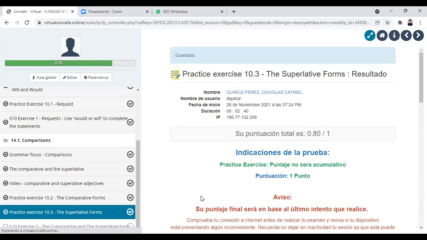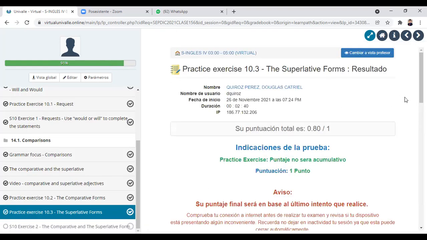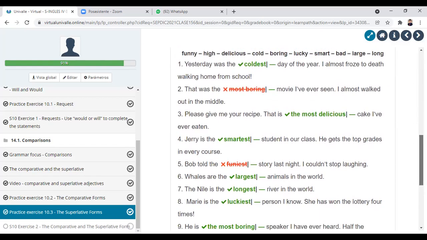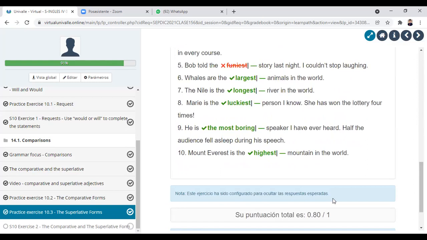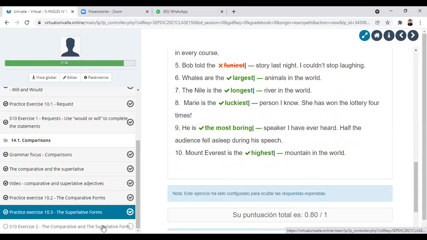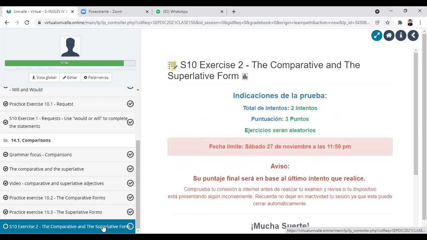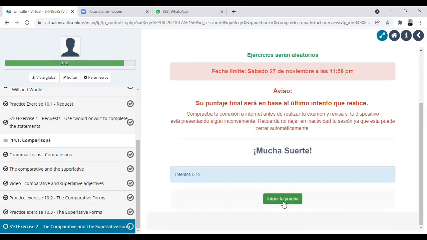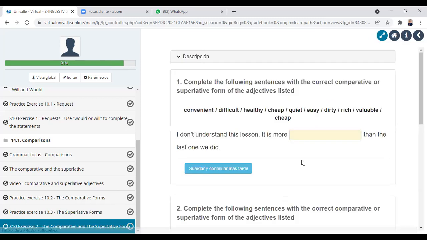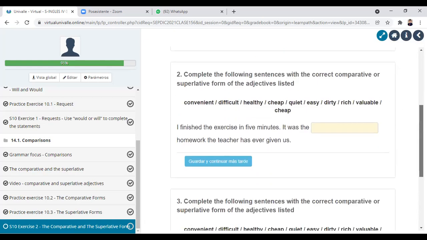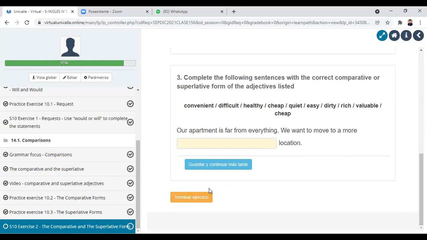And at the end, guys, you're going to have an evaluated exercise. And here we have some other mistakes. Funniest. Okay. You can improve in the second attempt. And the last one, but not least important, the comparative and the superlative form. You are going to make comparisons. I don't understand these lessons. It is more difficult than the last we did. Okay, just an example for you. The others you need to make by yourself.